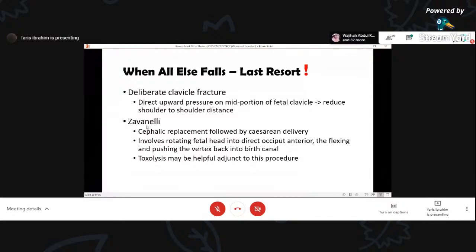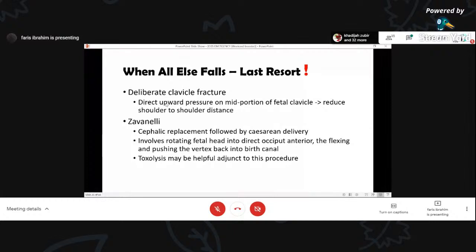But mind you that Zavanelli is very harmful lah basically. So obstetrician we don't encourage Zavanelli much unless if there is no other choices. Kalau kita dah buat manuver yang lain tadi 2 kali semua tak boleh, then Zavanelli is an option. Another option previously before the advancements of technology is deliberate clavicle fracture ataupun cladotomy yang atas ni.